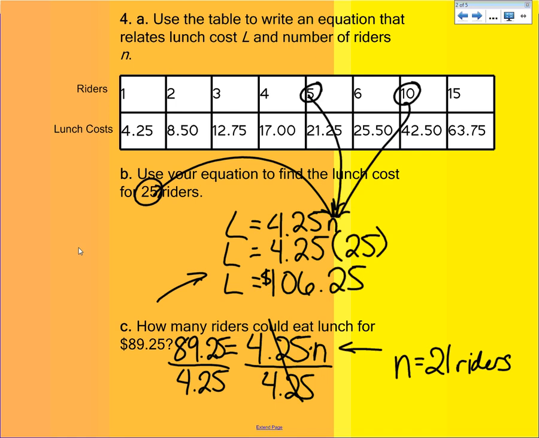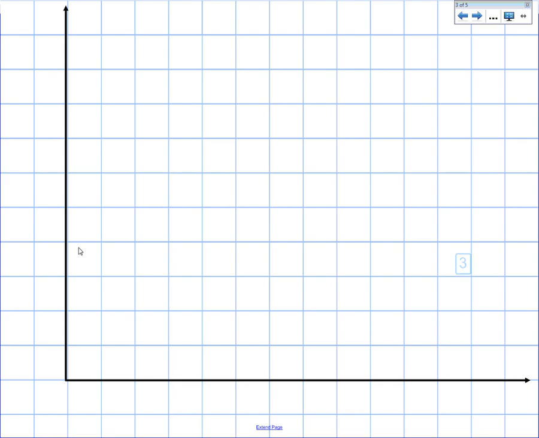So n equals 21 riders. Well, now we get to make a graph. We're going to graph our data. So we're going to use our dry mix phrase, and first of all, we need to know where our variables go. Which one was depending upon the other? Did lunch cost depend upon the riders, or did riders depend upon the lunch costs?